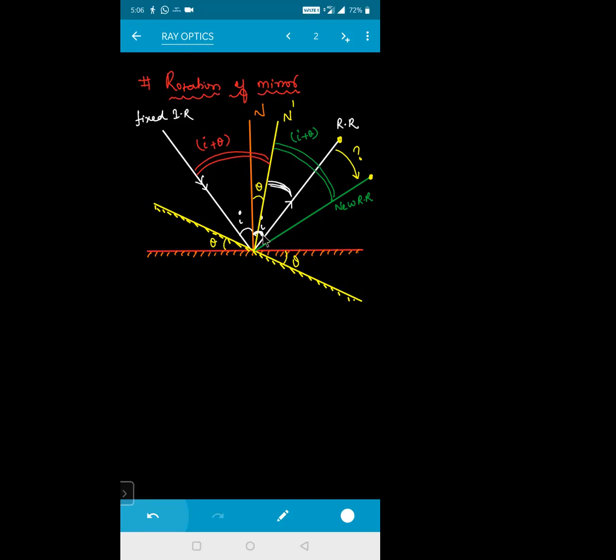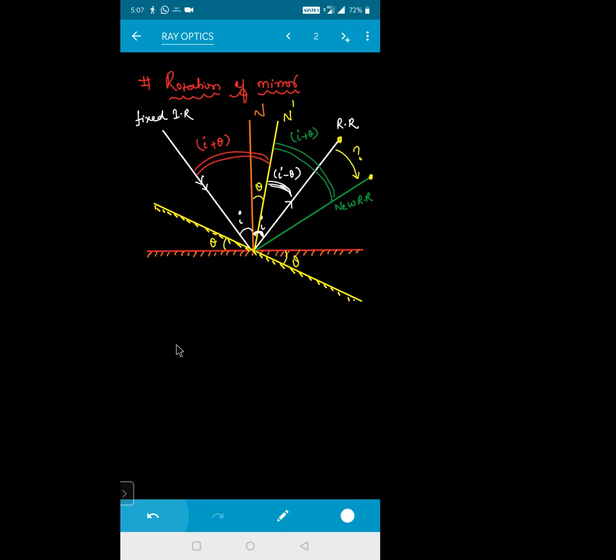Normal minus the old. This is total I. So this I will be I minus theta. Now in order to get this question mark, from I plus theta, can I remove this I minus theta? I plus theta minus this one, which is I minus theta.